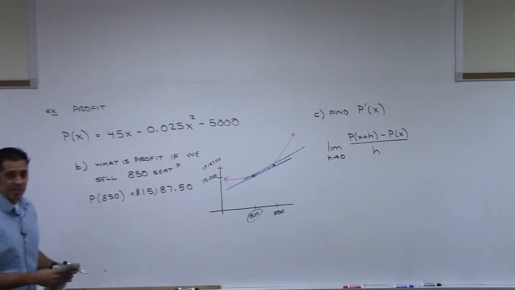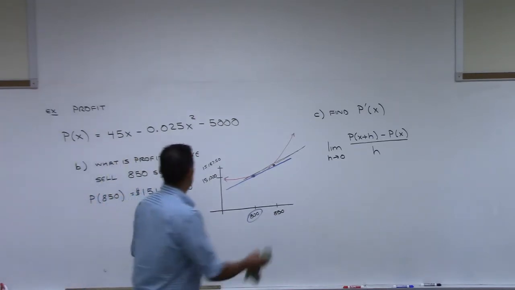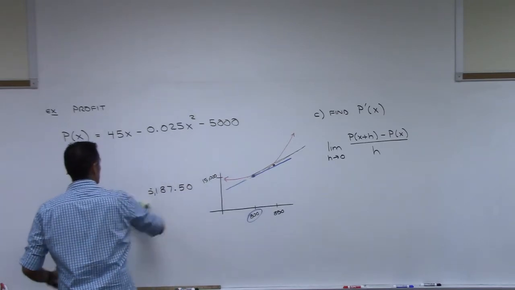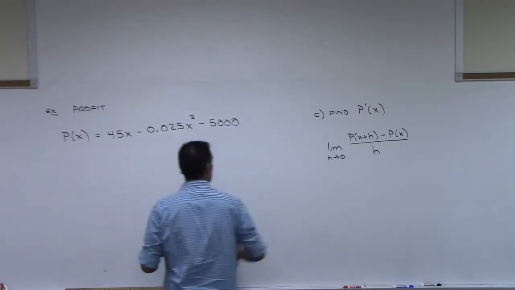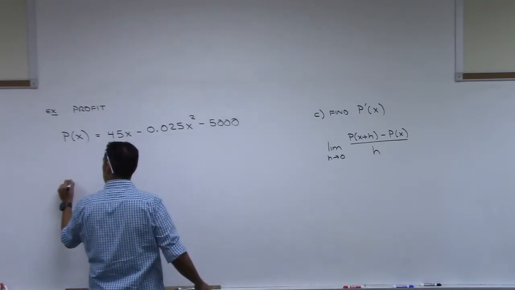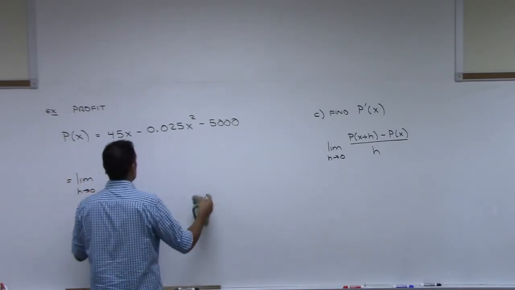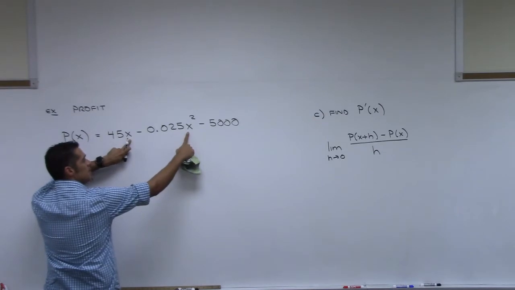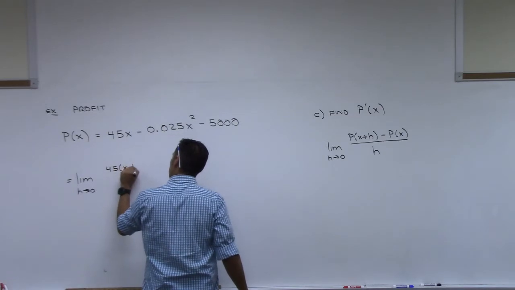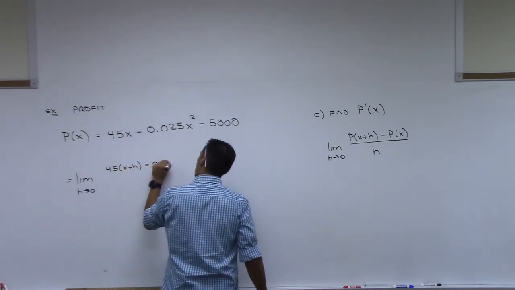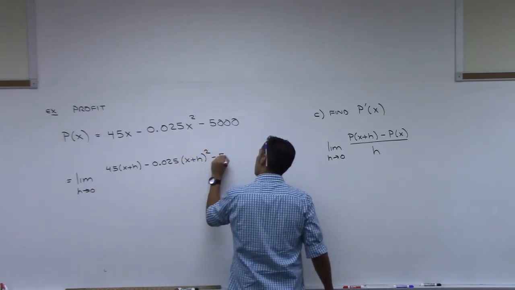Now things are going to get a little messy because we've got decimals in here. Do you all agree that's going to get kind of messy? Okay, so because of that, I'm going to clear my board here. Y'all remember those numbers we had for parts A and B. All right, so that equals the limit as h goes to 0. I'm going to replace every x I see with what? x plus h. So 45 times x plus h minus 0.025 times x plus h squared minus 5,000.